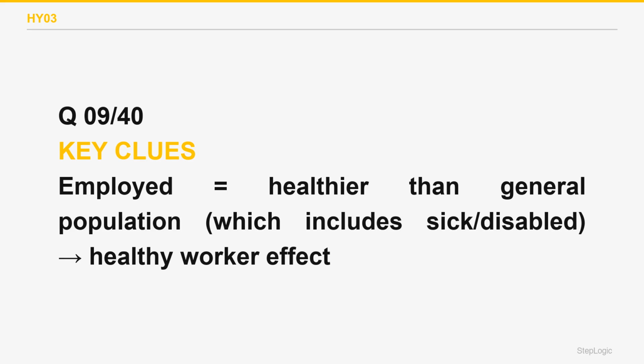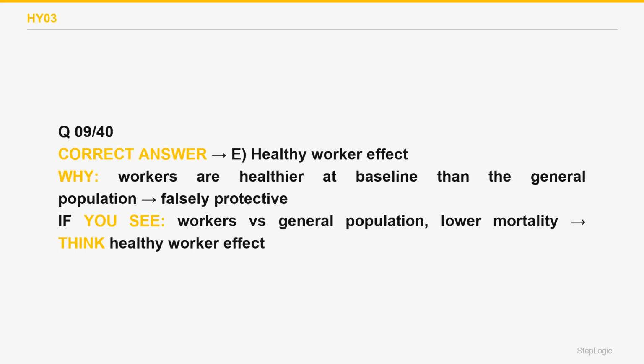The healthy worker effect is a selection bias in occupational studies. Employed people are, on average, healthier than the general population, which includes those too sick to work. Comparing workers to the general public therefore makes any job look falsely protective. The right comparison is another working population, not everyone. The correct answer is E.